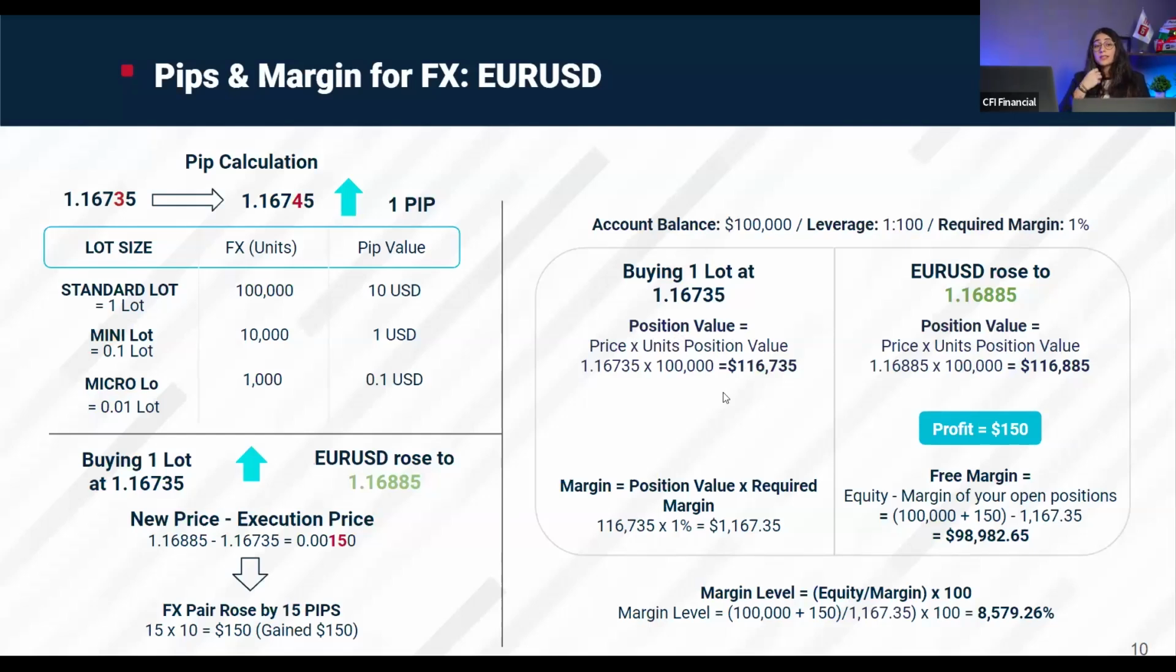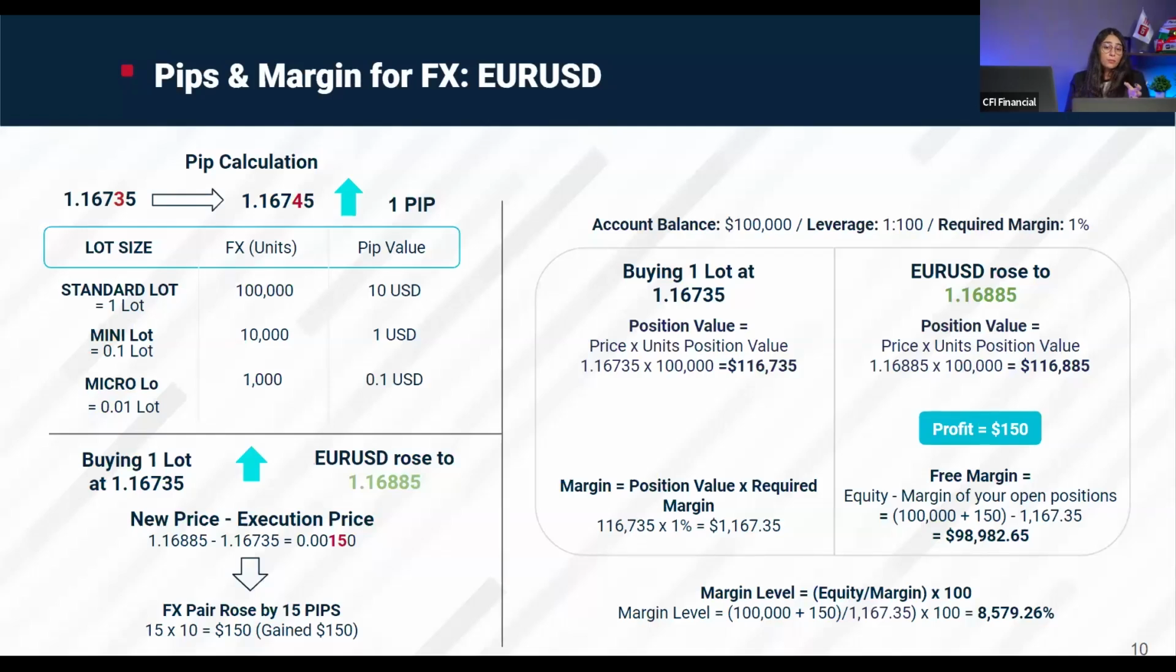However, like we said before, we have the leverage. It will give me a higher purchasing power. How does that work? I should be able to pay the margin. So it's not actually going to cost me $116,735. The margin is the amount required from the trader to maintain an open position.